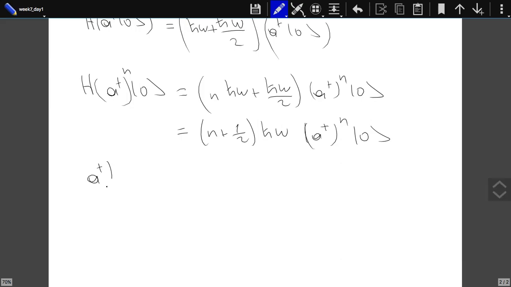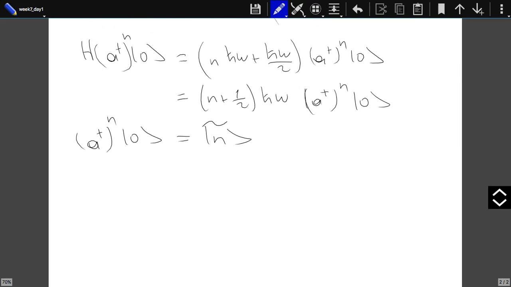And we also labeled this state, A dagger to the power n acting on the ground state. Let us just call them n with some tilde. Tilde meaning that we will see in a moment that these states are not normalized. And we will obtain the normalized states. Now this is what we had done up to this point. Now, any questions up to here about the harmonic oscillator?